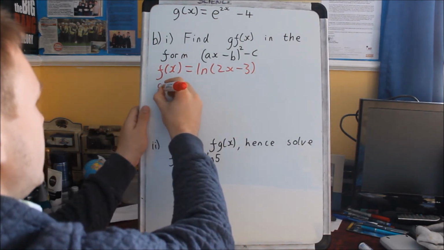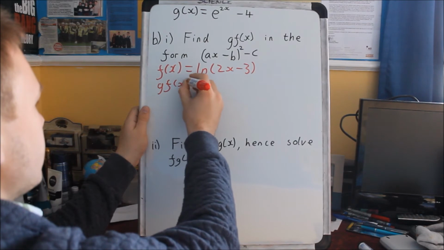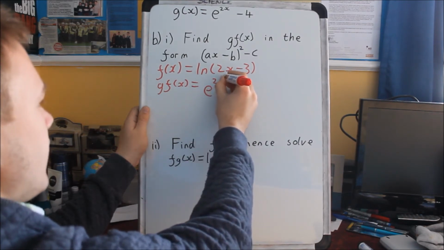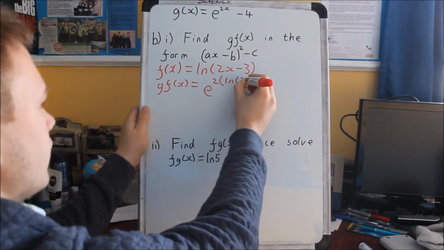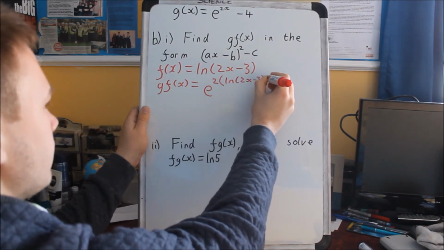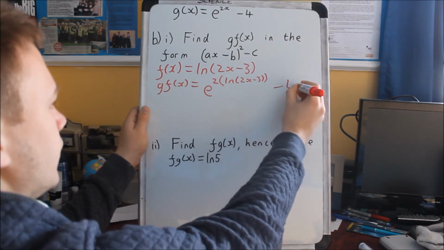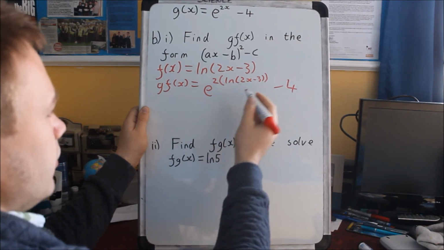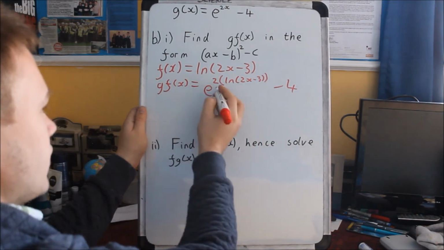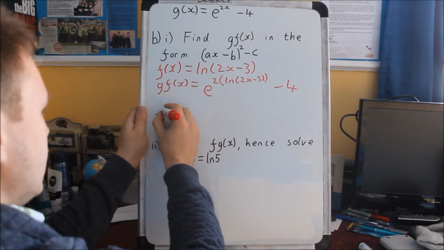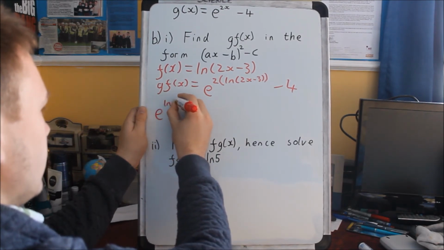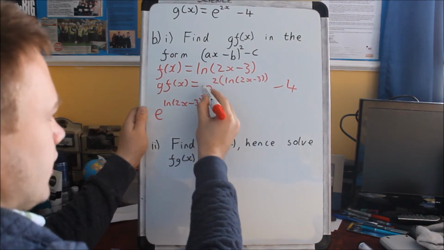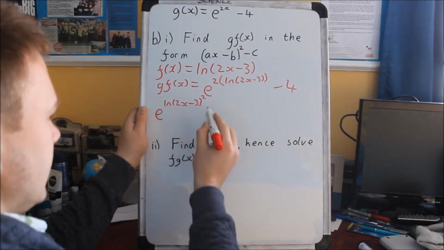So, gf of x equals, so we have e to the power of 2 lots, but now instead of x, we have this natural log of 2x minus 3. And we've still got this minus 4 at the end there. And what we can do with e to the anything, if it's got a coefficient of 2, then that's the same as e to the natural log of 2x minus 3, squared. Okay, so this here is equivalent to this here.